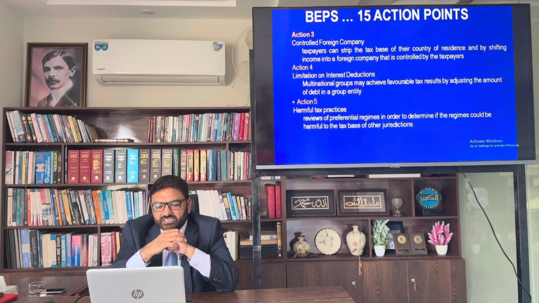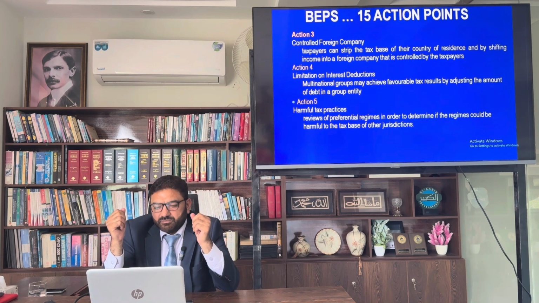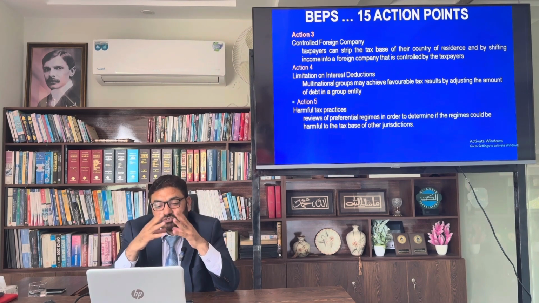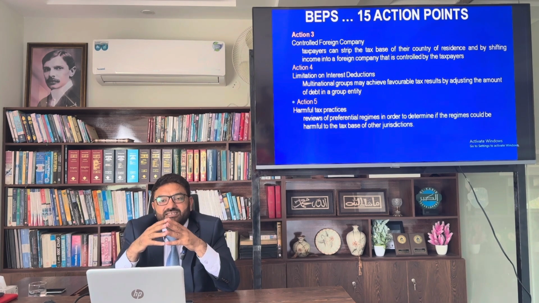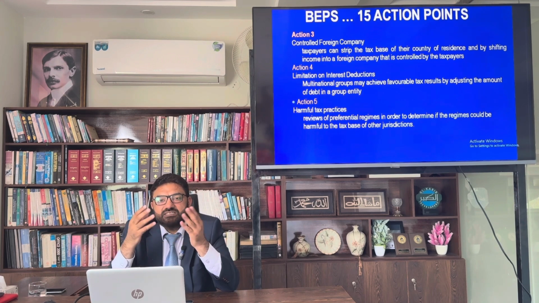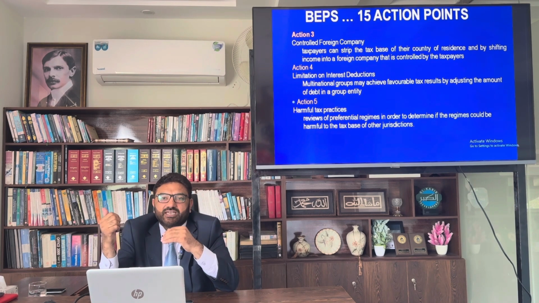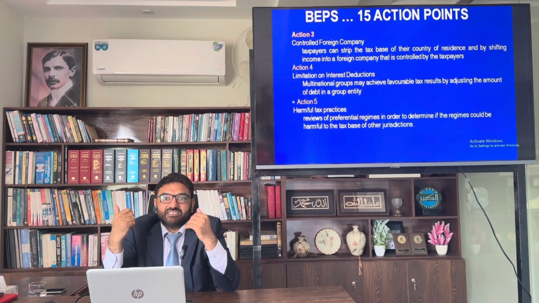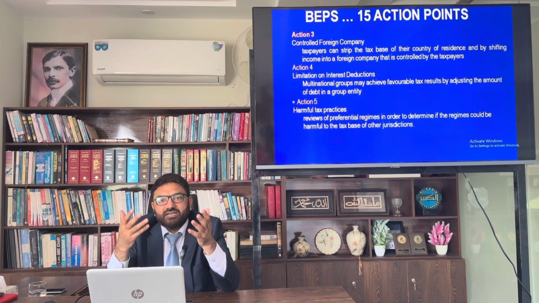Action 4, the limitation on interest deductions. Multinational groups may achieve favorable tax results by adjusting the amount of debt in the group entity. It is also one of the tax avoiding tactics that the mother companies or multinational companies give loans at a higher rate to their subsidiaries, and the subsidiaries claim the debt expenses. It is basically the income of the mother company, but it is treated as an expense of the subsidiary company.